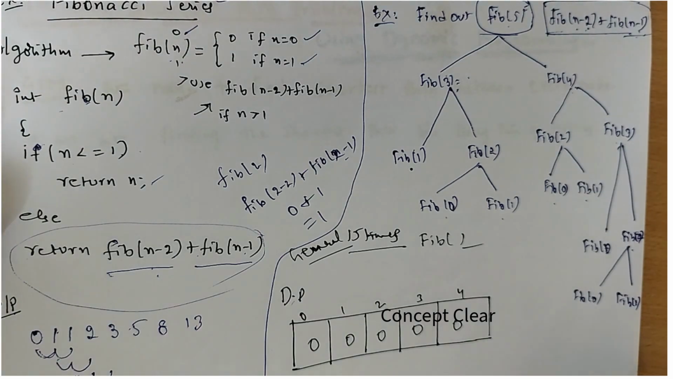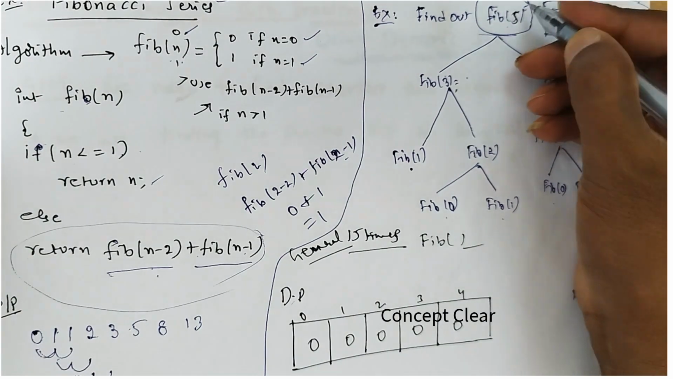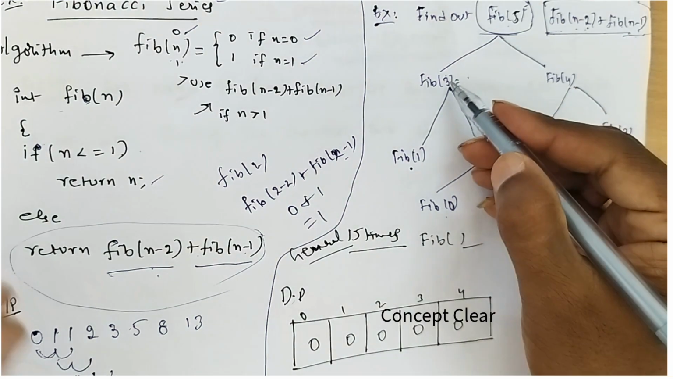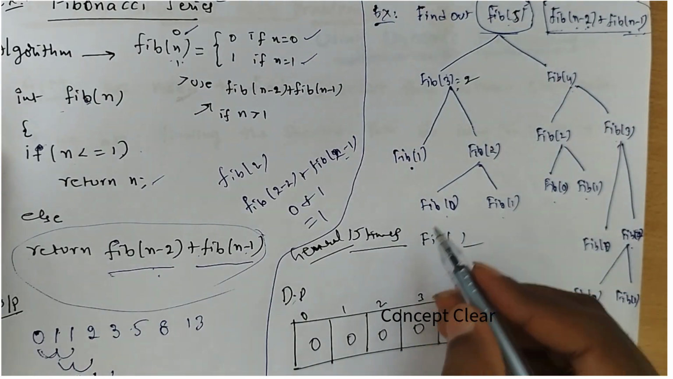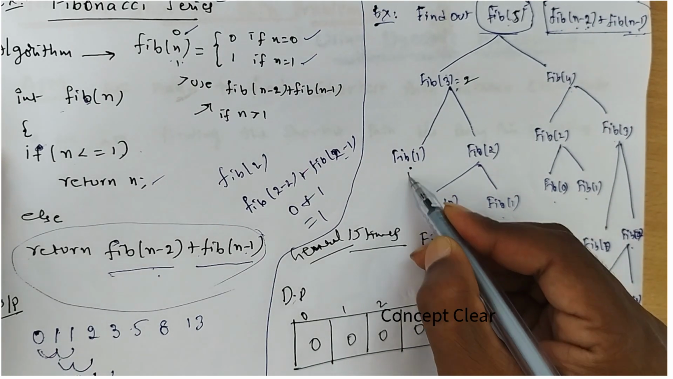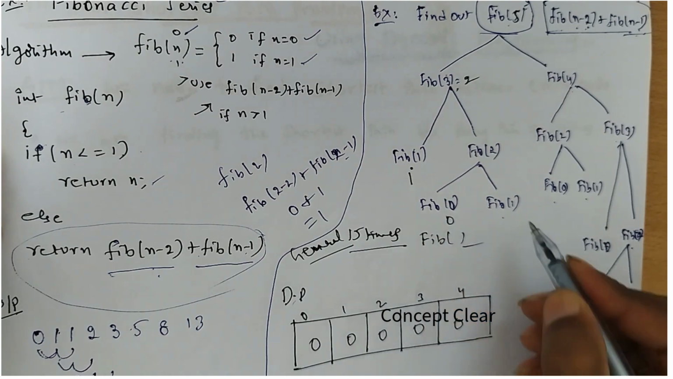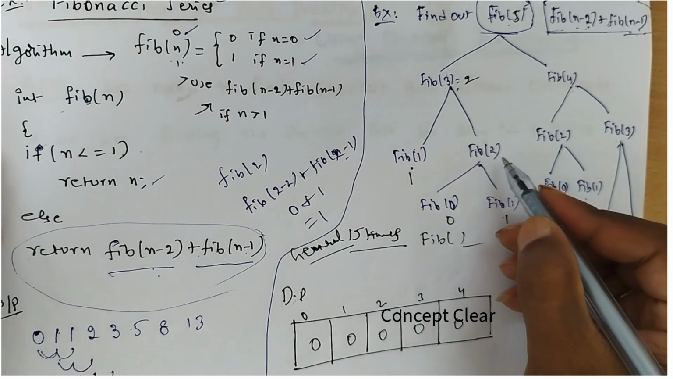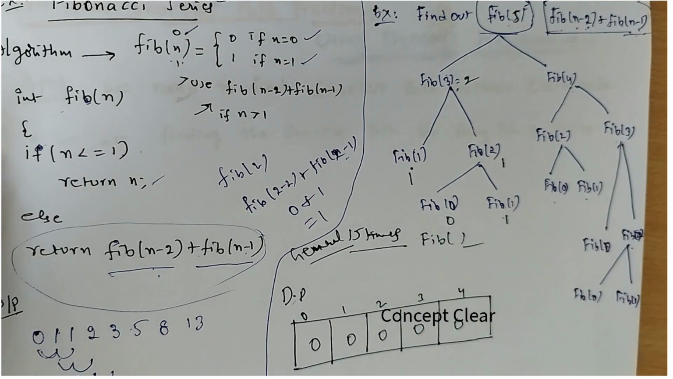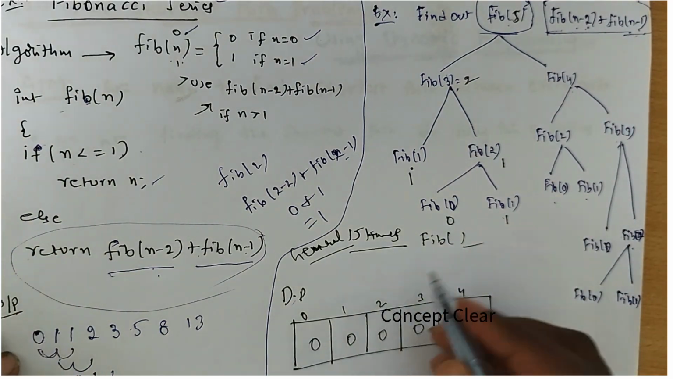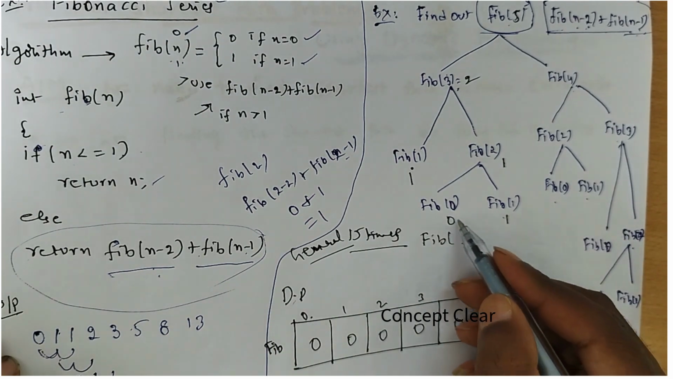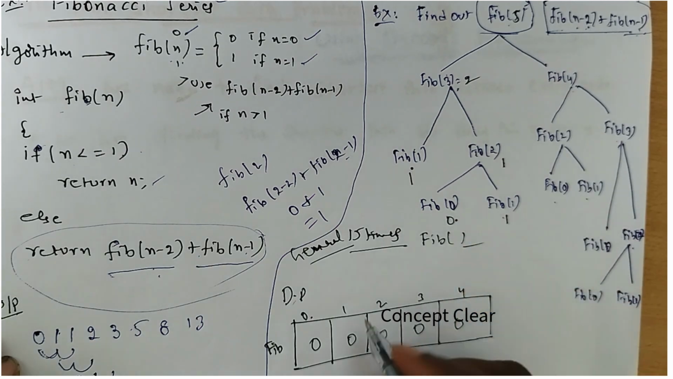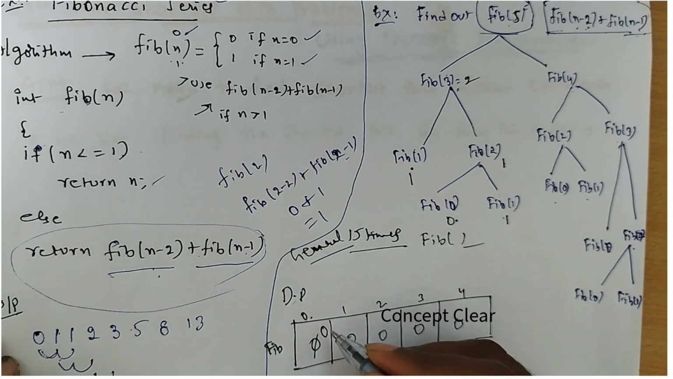Then once the problem is divided, what is the fib of 3 value? Fib of 3 value means 2. Fib of 0 is 0. Fib of 1 is 1. Fib of 2 is 1. Now we will check the fib value. Fib of 0 equals, what is the value you are getting here? 0.